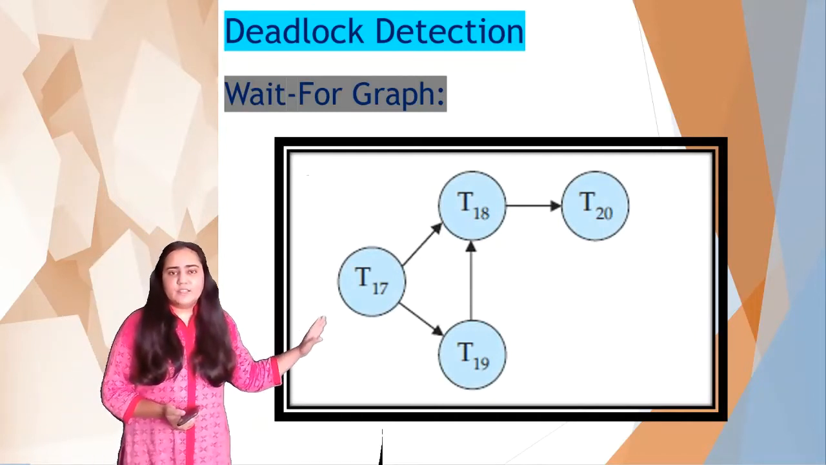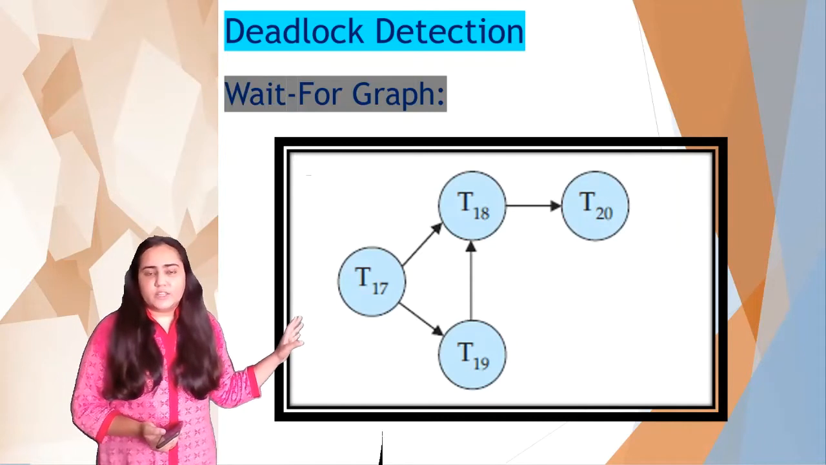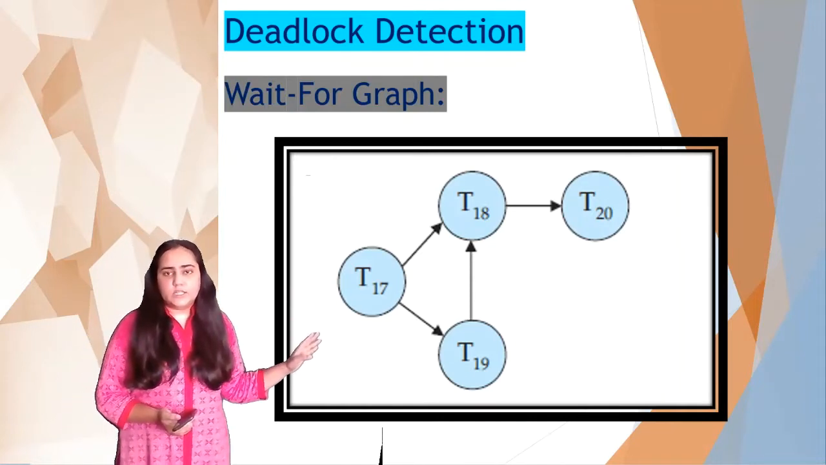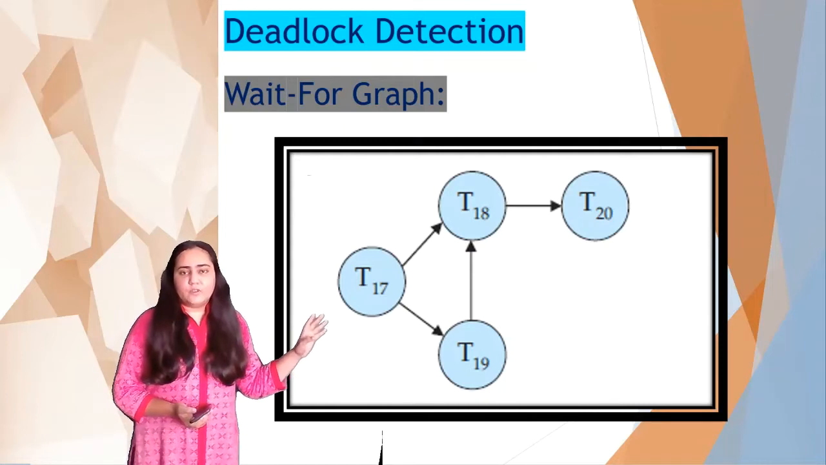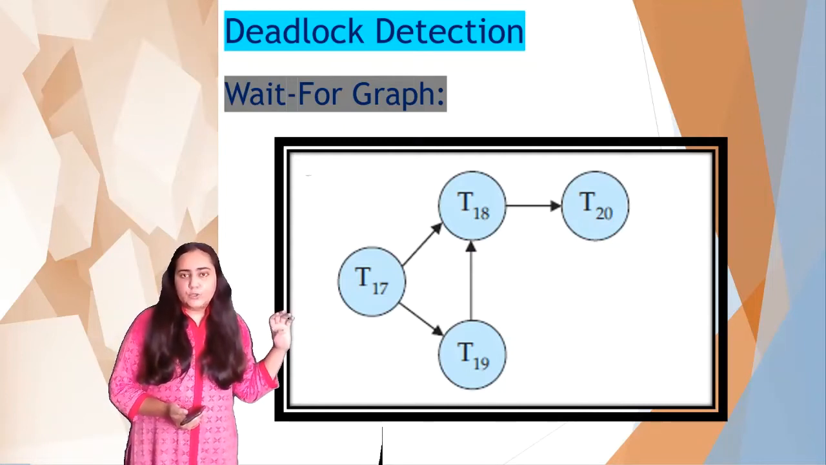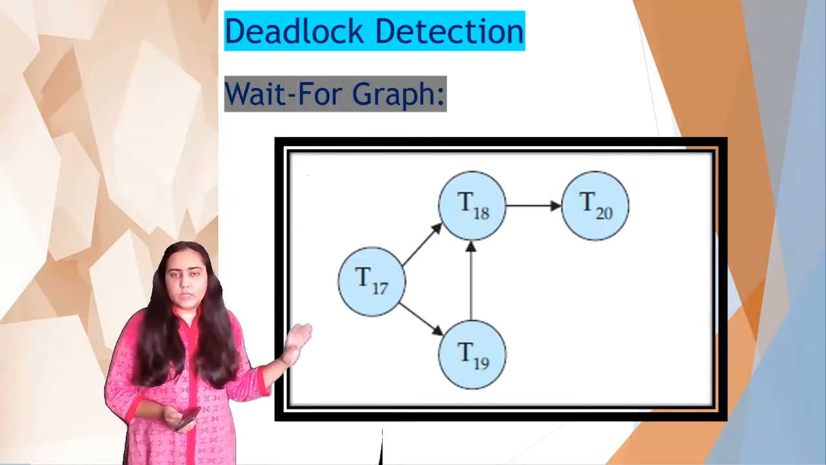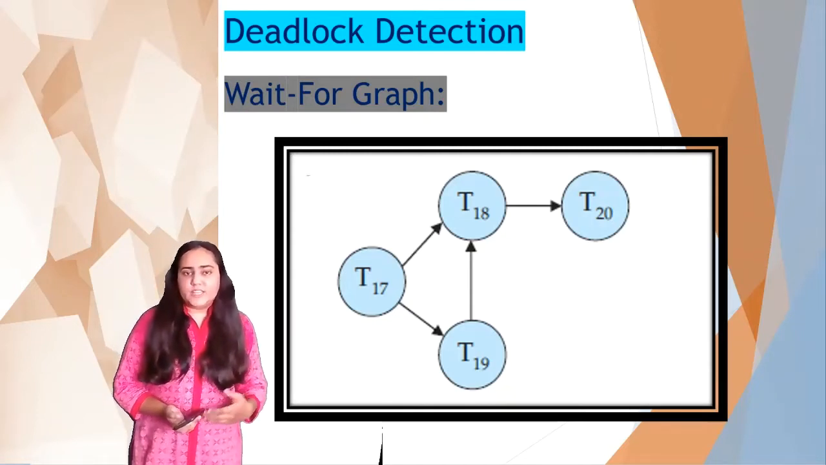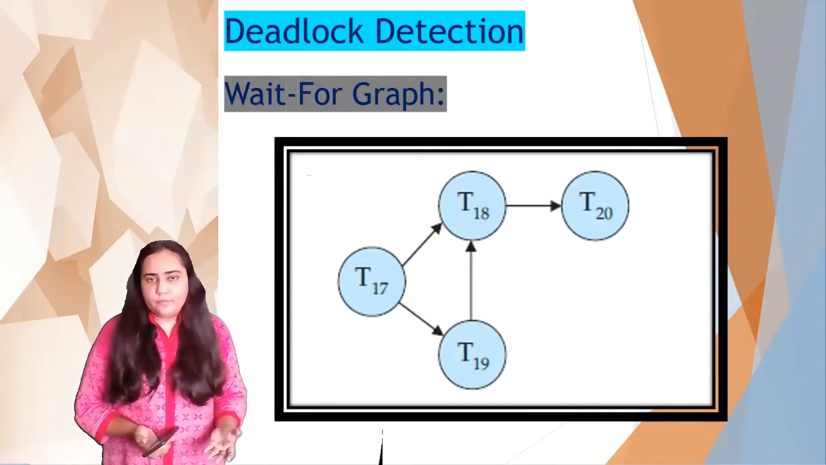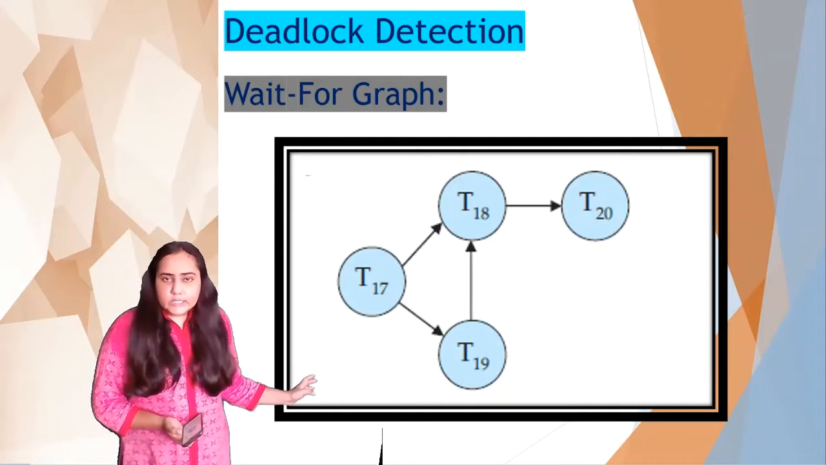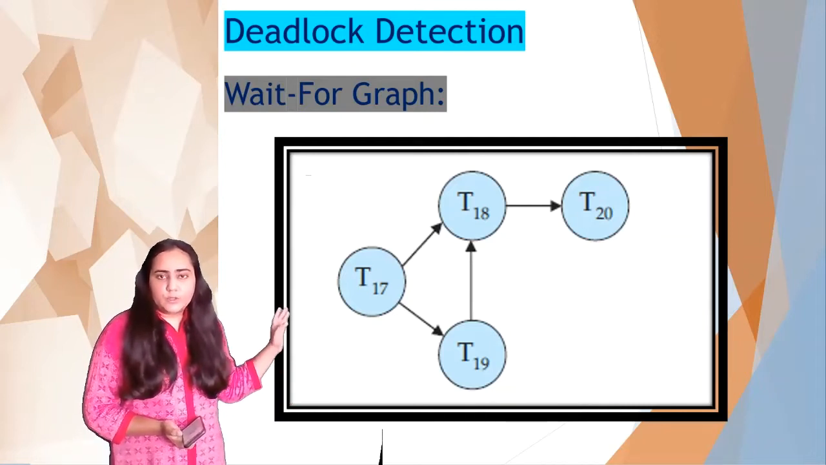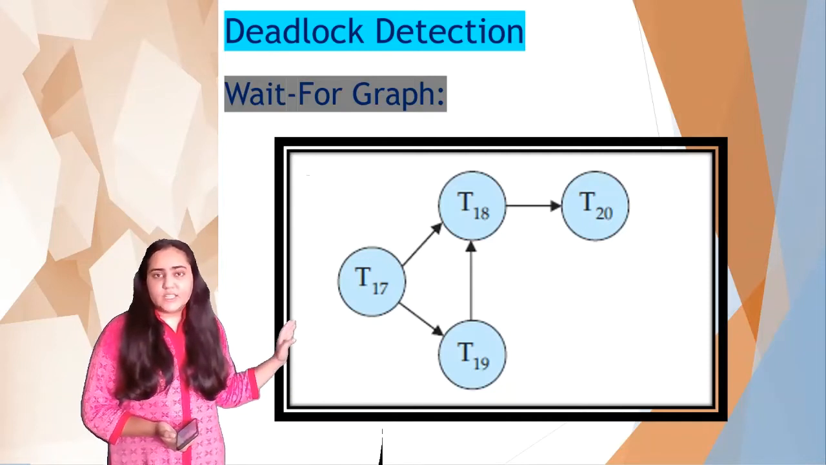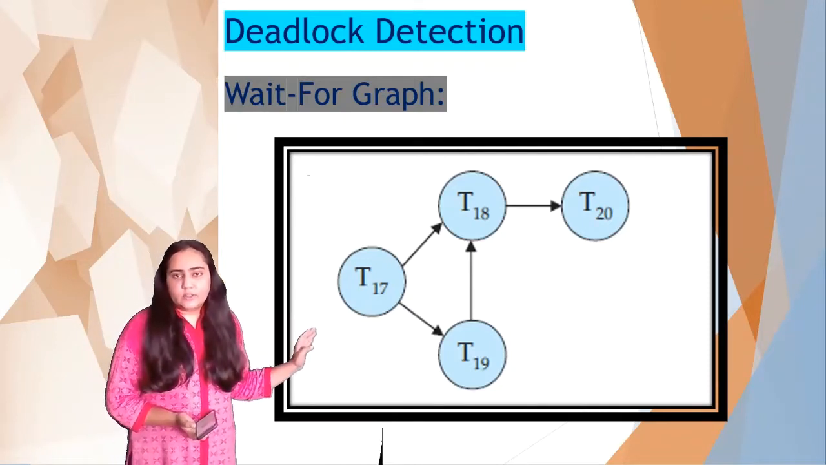Now in this graph, you can see that there are several transactions. You have T17, T18, T19, and T20. So you can see there are arrows going out from T17 towards T18 and T19. This means that T17 is waiting for T18 and T19 to finish their work because it requires a data item from both of them. Below you can see T19 is having an arrow that is going out towards T18. This means that T19 requires a data item from T18, and that's why it is waiting.